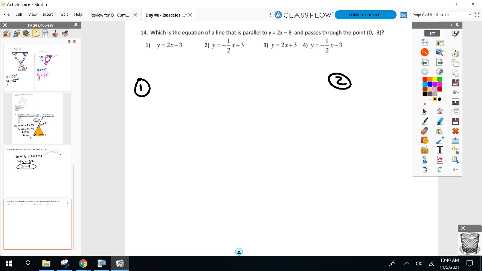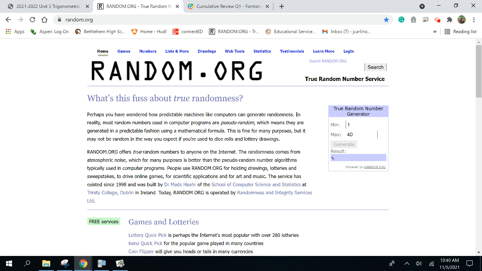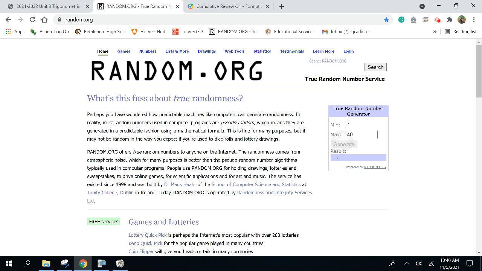All right, so just a reminder, if you're going to write the equation of any line, you need two things. You need the slope and you need the y-intercept. So let's start with the slope. It tells me here that these lines are going to be parallel. If two lines are parallel, what should I know about their slopes? They're equal. Equal, good. So if I look right up here, y equals 2x minus 8. What is the slope of that line in that form?